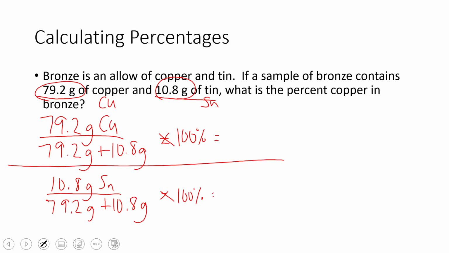So plug that into your calculator. And for copper, we should get 88.0% because we want 3 significant figures. And for tin, we should get 12.0%, again with significant figures. We could also look at both of these numbers, and if we added them up together, notice that we would get 100% for the both of them.